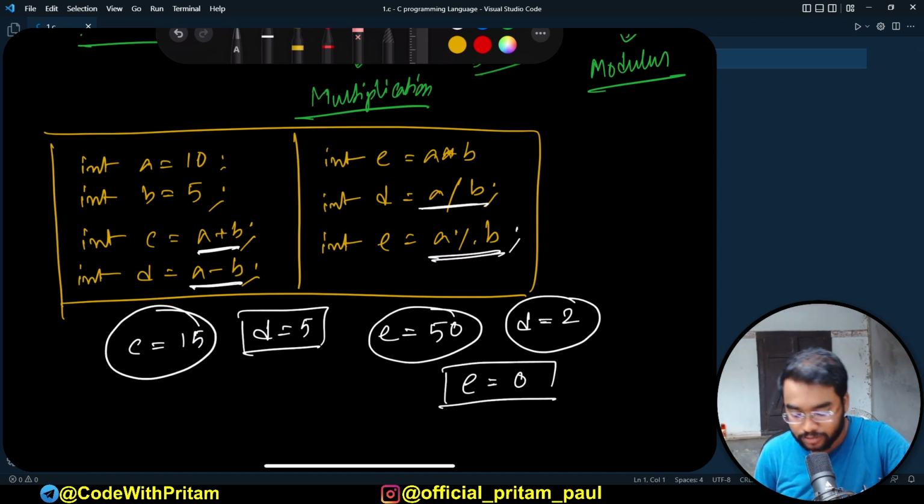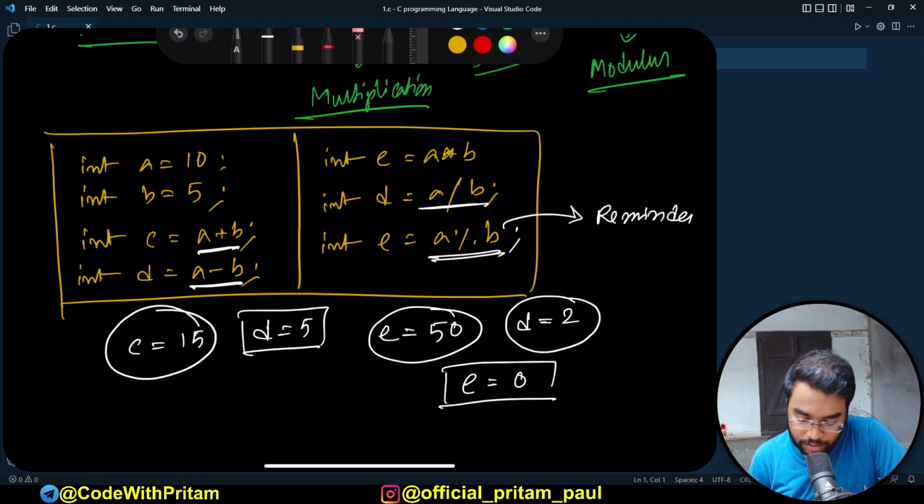So what is modulus? Modulus is the remainder of the division operation between a and b. So 10 divided by 5 leaves remainder 0. That's why the result is 0.